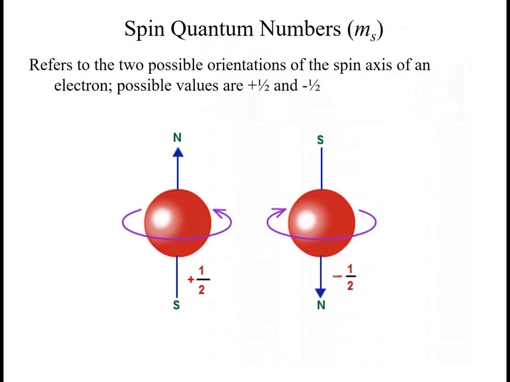And the last one is the spin. There's only 2 possible ones, plus 1/2 and minus 1/2. So those are the 4 quantum numbers. And I'll come back with some problems on this in the next video.